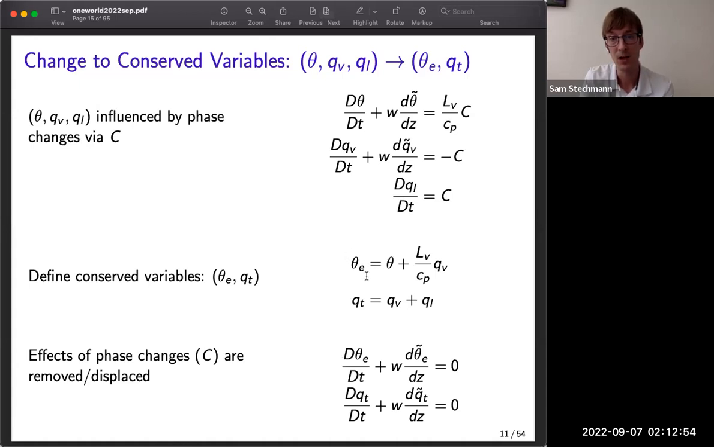Theta E comes up from a different combination. If I add together the potential temperature and the vapor with a certain weighting factor related to the latent heat, then these C's on the right-hand side will also cancel, and I'll get another conserved quantity. And physically, what is going on here is that this is conserved because if a cloud forms and I lose vapor, I also gain heat because the phase change is associated with heating. And so this quantity theta E will remain conserved.